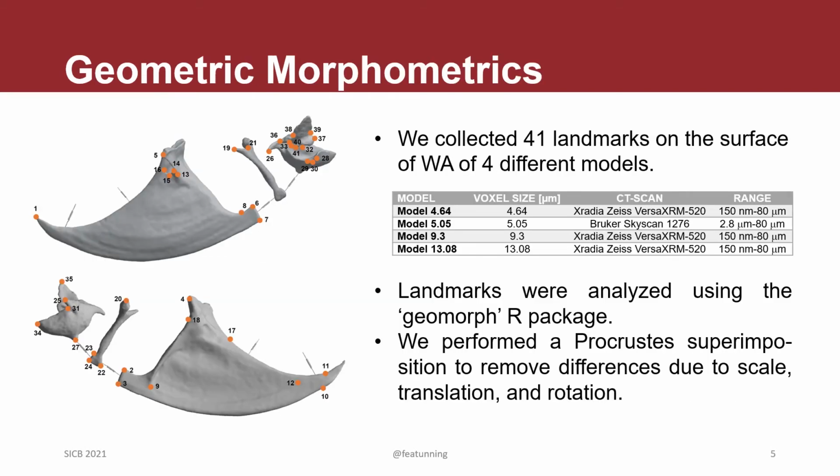Then we performed a geometric morphometric analysis. We collected 41 landmarks on the surface of the Weberian apparatus of these 4 different models. Landmarks were analyzed using the geomorph R package, and we performed a Procrustes superimposition to remove differences due to scale, translation, and rotation.